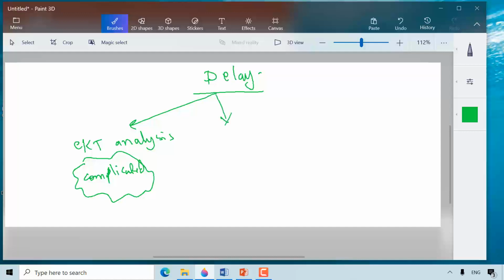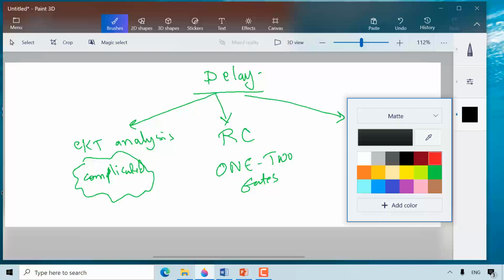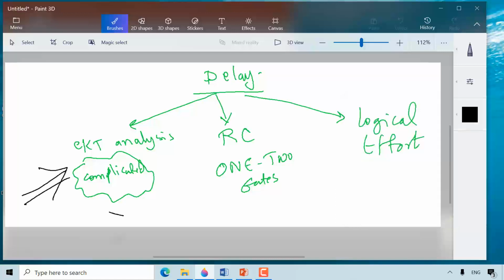And we will see that we are going to try to simplify things using RC models, which is good for one to two gates, right? But not more. What about if you have 10 gates, 20 gates? Well, that's when we are going to use the logical effort. So we are going to address this and then move quickly to this, and then finally at the end of the chapter we'll look at the logical effort.